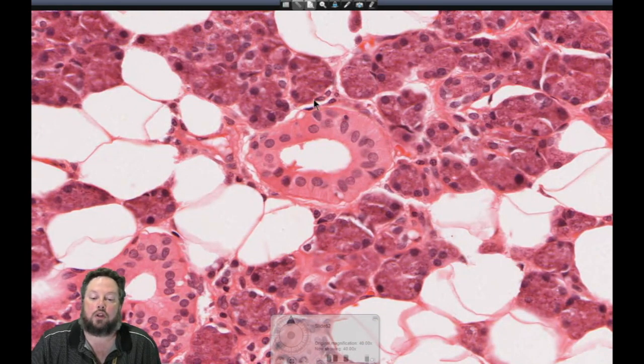Now, this structure here is actually a duct. This is one of the intralobular ducts that occurs within the lobule. This material over here, you need to kind of ignore. These are actually adipocytes, and they don't really play a role at all in the gland's function.